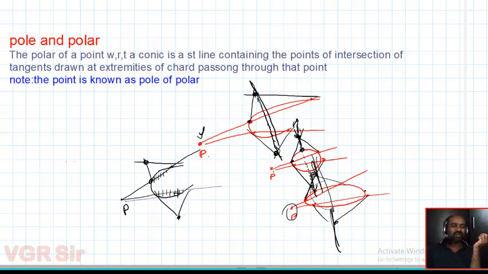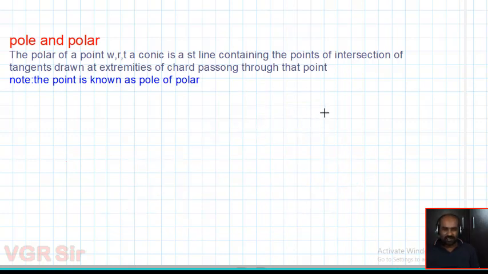Through this point you can draw infinitely many chords. Using the extremities of those chords you can draw infinitely many pairs of tangents. The points of intersection of all those tangents form the polar of the given point P, and P is called the pole of that polar. This is the concept of pole and polar for any conic. In circles, I clearly explained pole and polar, conjugate points, conjugate lines, everything. The same concept is applicable for any conic.